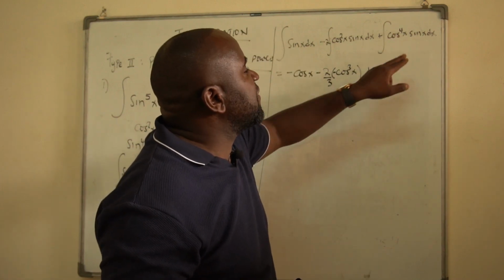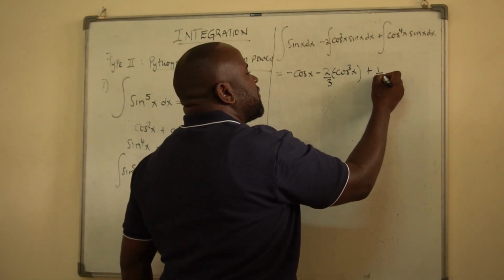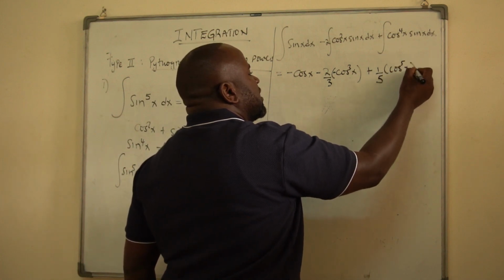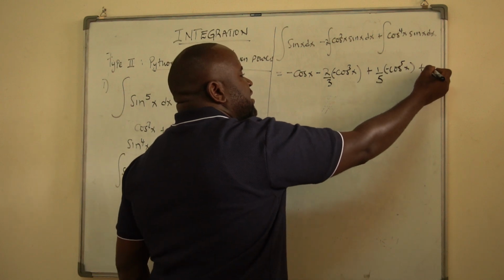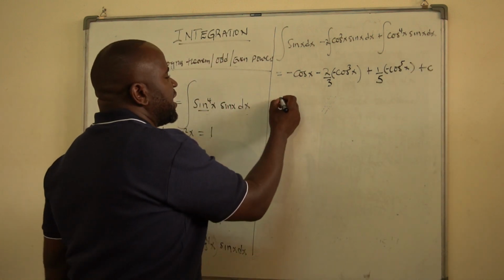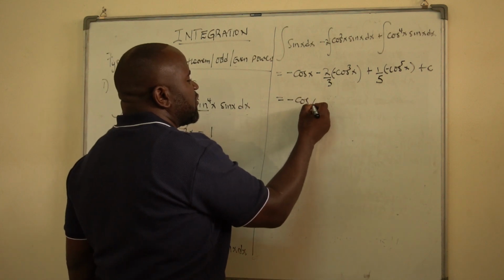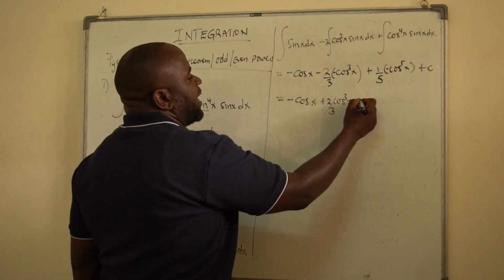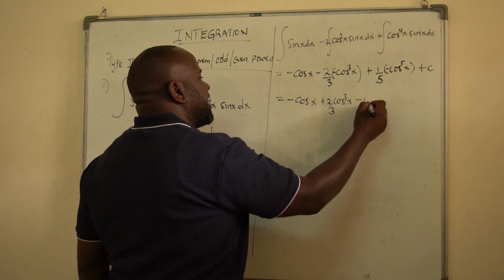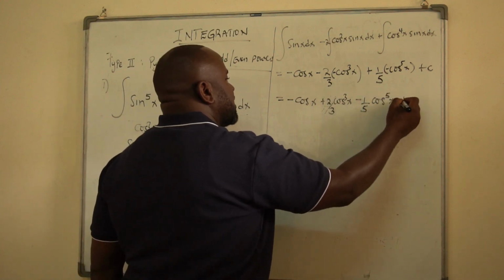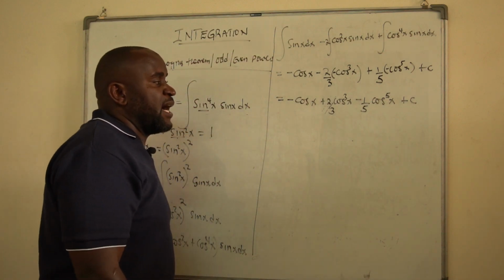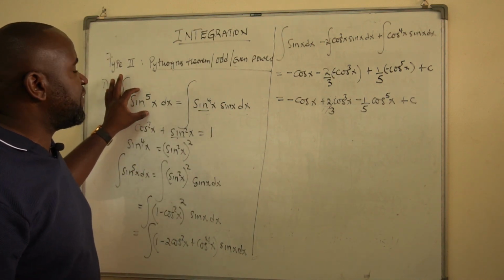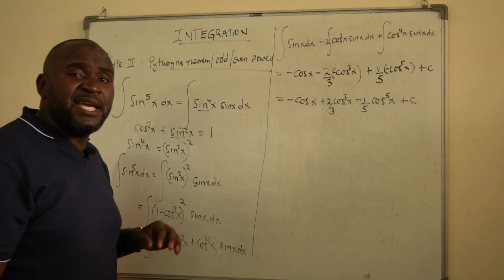So cos to the power 5, because the 5 is missing and we are integrating, I can divide off the 5. Then when I divide off the 5, I must have differentiated cos to the power 5 of x, whose derivative gives me a negative, plus a constant of integration. It is from here that we realize a negative cos of x plus 2 over 3 cos cubed of x, minus 1 over 5 cos to the 5th of x plus a constant. And this is the solution to our integral of sine to the power 5 of x integrated with respect to x.